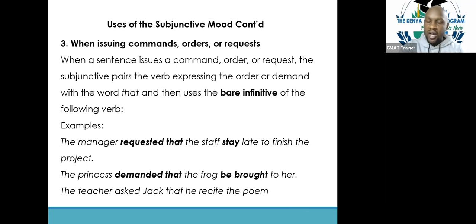Of course, maybe through normal intuition or in normative conversations, somebody would say the manager requested that the staff should stay late or to stay late to finish the job, but the helping verb there is dropped. So then you have the bare infinitive form of the main verb. So in the second example, the princess demanded that the frog be brought to her. Again, the to is dropped, and so that remains in the bare infinitive form. In the last example, the teacher asked Jack that he recite the poem. Again, you can see the verb recite takes the plural form.